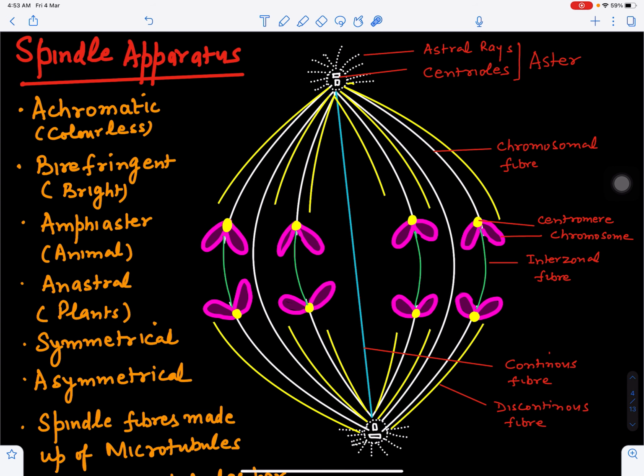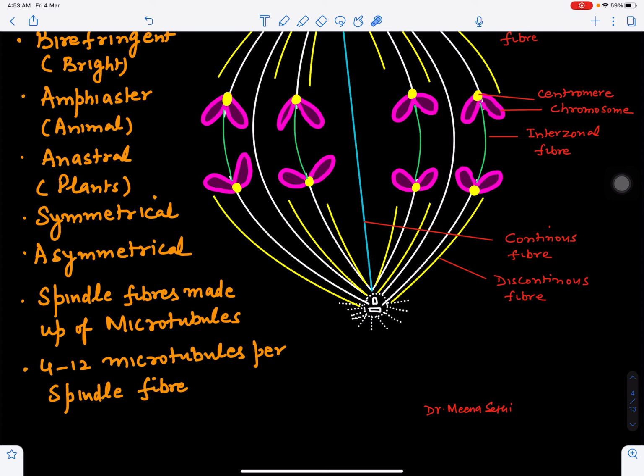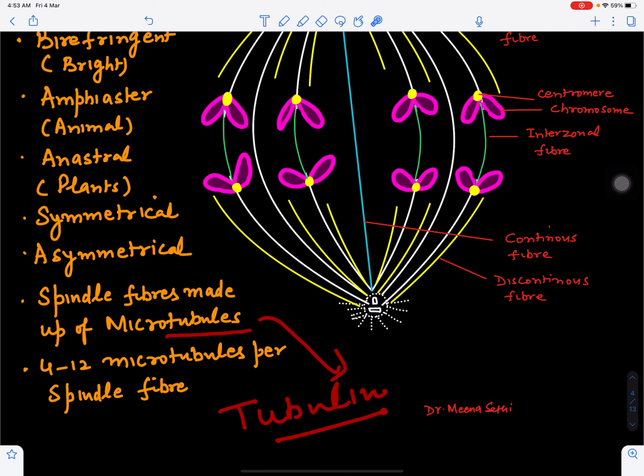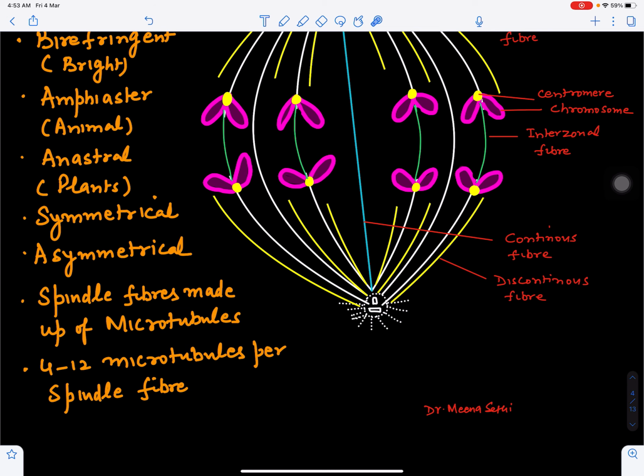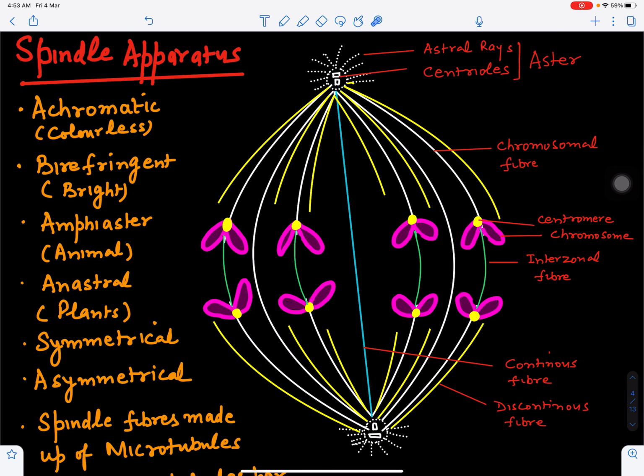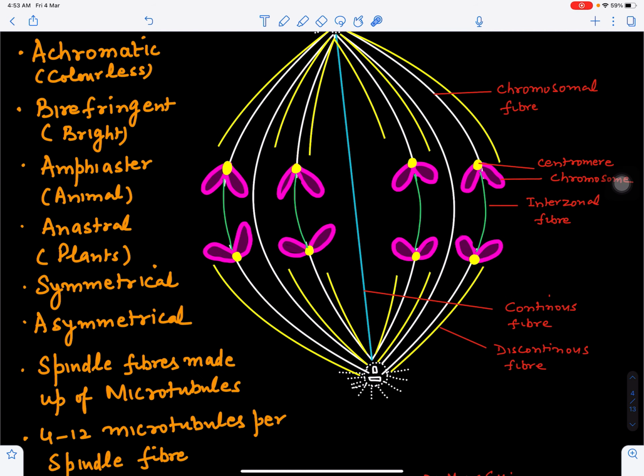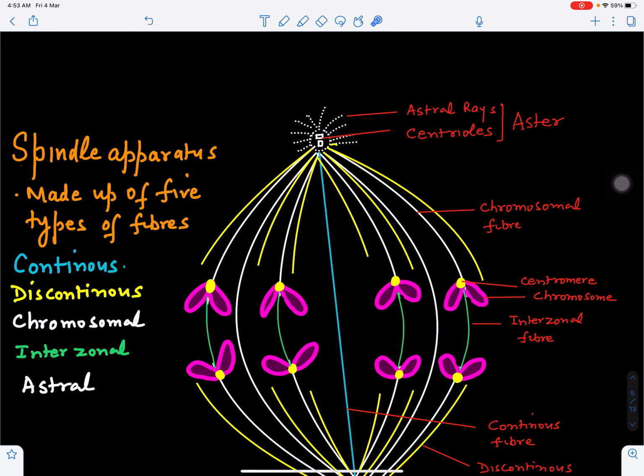Now, if we see its constitution, the spindle apparatus is made up of microtubules, and the microtubules are made up of a protein called tubulin. The major part is made up of tubulin. So 4 to 12 microtubules per spindle fiber are present. Here we can see the spindle apparatus, and these are the chromosomes attached to it. How many fibers are present in the spindle apparatus? This we'll discuss in the next slide.